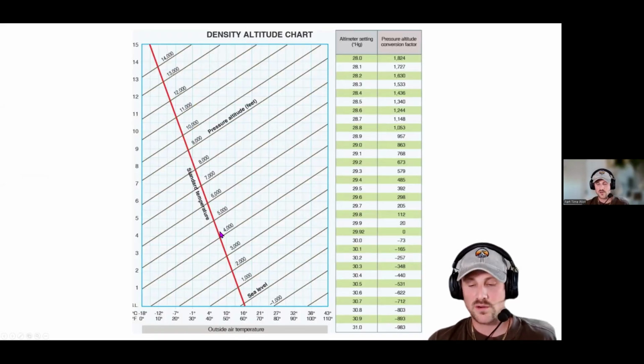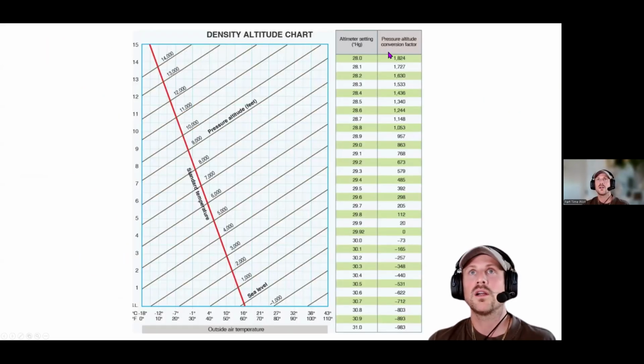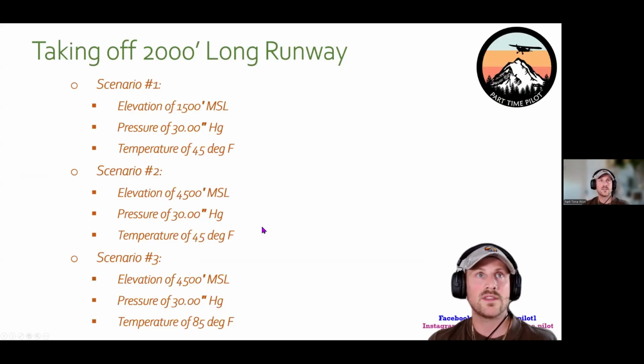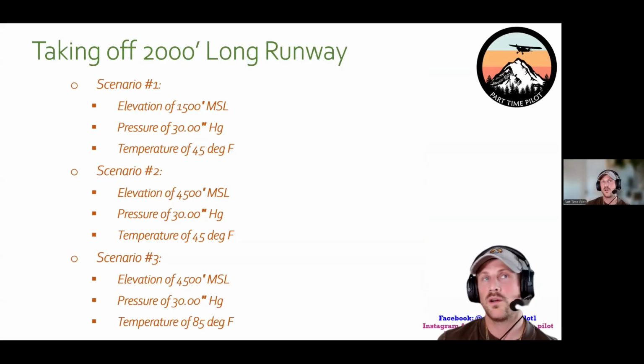All right, so the first scenario, I want us to, using this chart, find our pressure altitude. Because this chart right here, we need a pressure altitude and we need a temperature. We have the temperature of 45 degrees F, but we don't have a pressure altitude. We just have an MSL elevation. We need a pressure altitude. So we've got to use this elevation plus this pressure and this green table to figure out our pressure altitude. So I'm going to give you guys some time to figure out the pressure altitude for scenario 1.